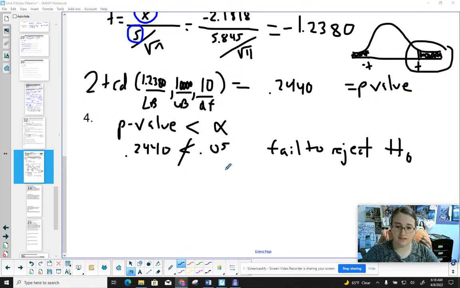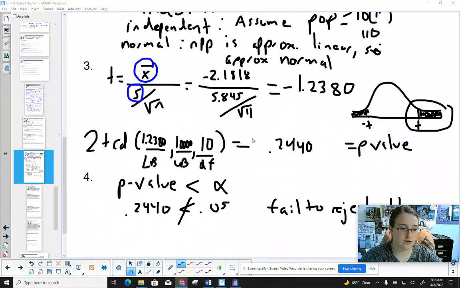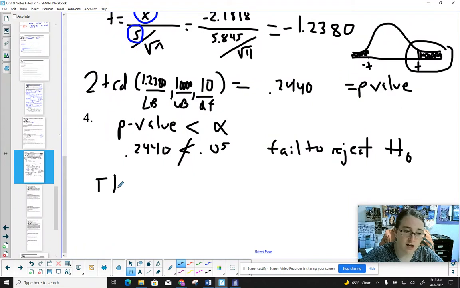What this means is there is not enough evidence that the null is wrong. If we cannot reject the null, there's not enough evidence it's wrong. And again, we want it to be wrong in this case because our claim is the alternative. So what this means is there is not enough evidence.